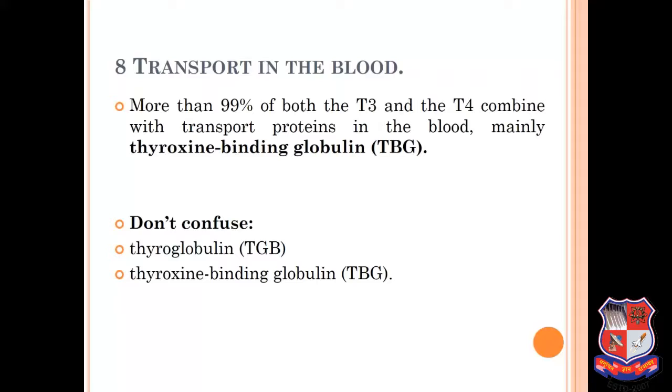And the last step is transport in the blood. After formation, they are transported in the blood. So 99% of both hormones T3 and T4 combine with transport proteins in the blood, and the name of the transport protein is thyroxine binding globulin. So after binding to this TBG, they are transported. But here don't confuse between TGB and TBG. TGB is thyroglobulin and TBG is a transport protein, thyroxine binding globulin.